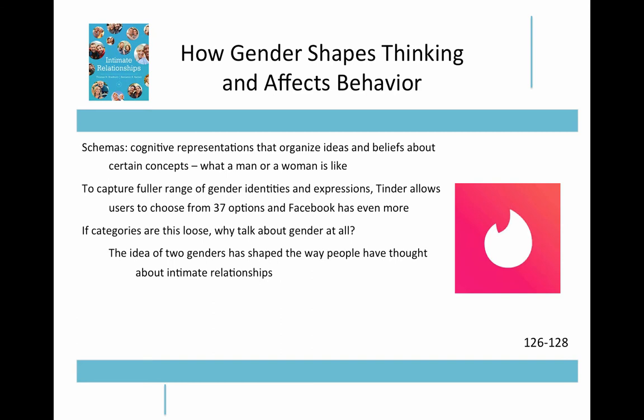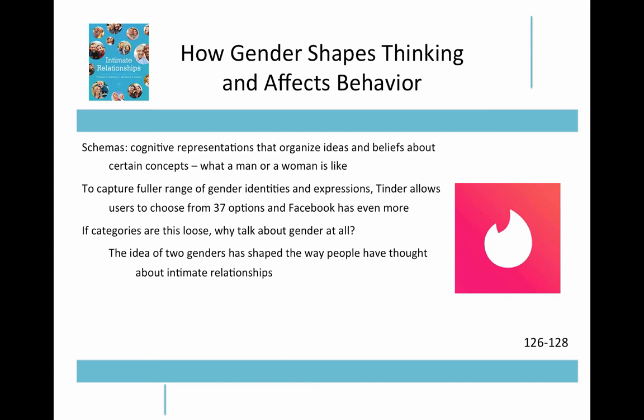So the idea is that there's schemas, and these are cognitive representations that organize ideas and beliefs about certain concepts. So we would have a schema about what a man acts like and what a woman acts like. To capture the fuller range of gender identities and expressions, Tinder allows users to choose from 37 options, and Facebook has even more.